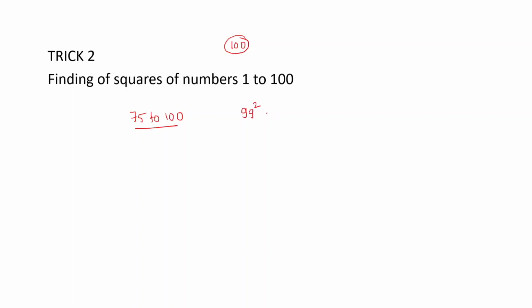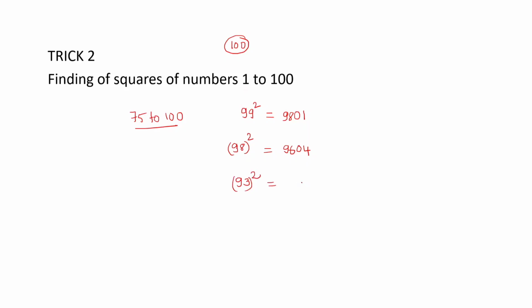Okay. So what is the difference between 100 and 99? That is 1. What is 1 square? 01. We'll write 1 square here. Subtract 1 from 99. That is 98. Then 98 square. What is the value of 98 square? What is the difference between 100 and 98? 2. Write down 2 square here and subtract 2 from 98. That is 9604.